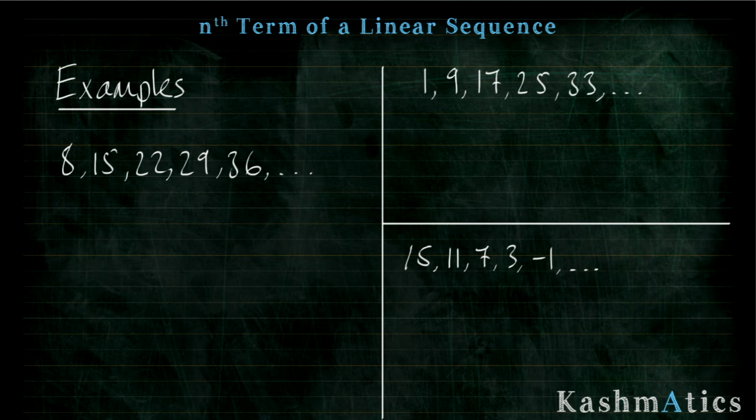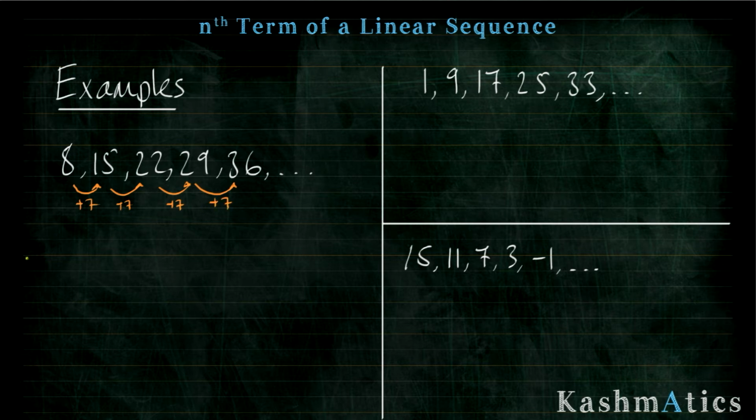So here I've got 3 examples, and I'm going to show you how to work out the nth term rule for each of these. So the first thing we need to do is work out what the sequence is going up in. Okay, so we need to work out what we're adding or subtracting each time. And in this case, we're adding 7 each time. To get from one term to the next, we're adding 7.